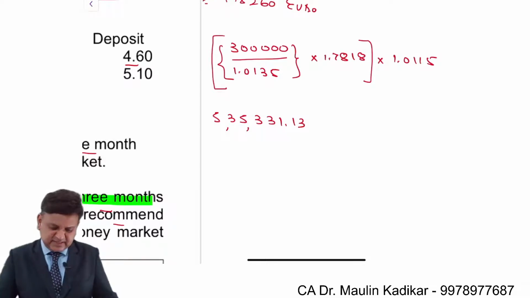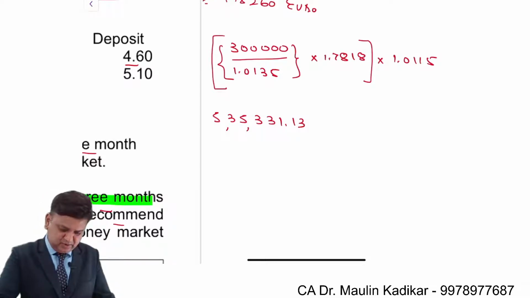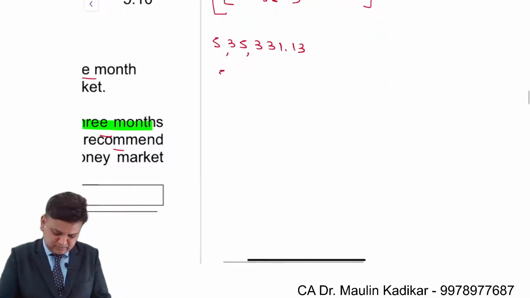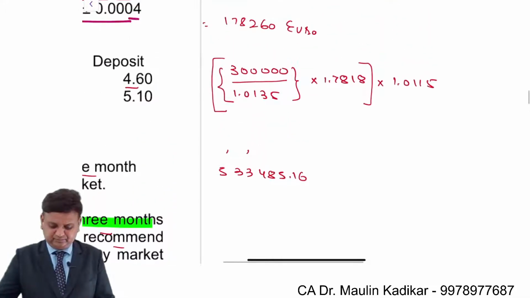Yes, there is a mistake in calculation. 3 lakh upon 1.0135 into 1.7818 into 1.0115. So 5,33,485.16. This is the way we'll get the answer. Sorry.